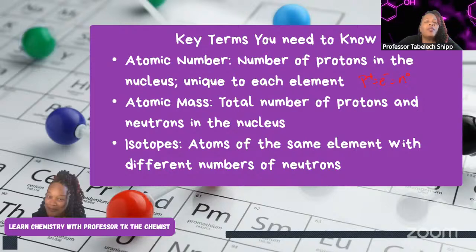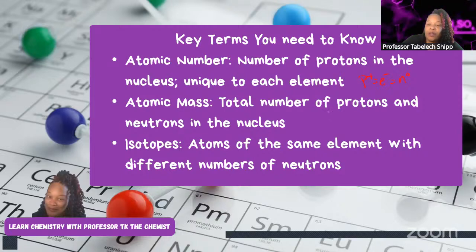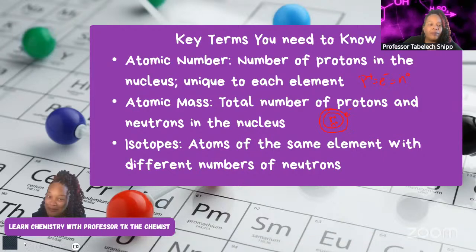The second key term that you need to be familiar with is atomic mass. That is equal to the total number of protons and neutrons in the nucleus. So if I draw this out, in the nucleus I'm going to have my protons and my neutrons, and on the outside, of course, are your electrons. And finally, isotopes are atoms of the same element with different numbers of neutrons. We will get into that a little more throughout this lesson.